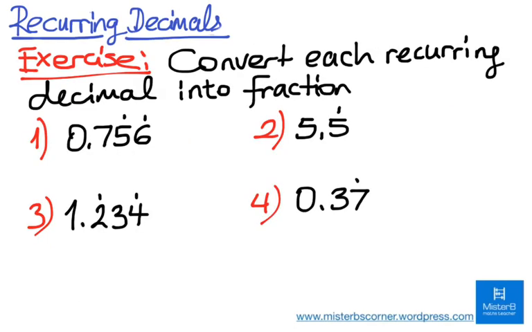Now it's your turn. You're going to convert these into fractions, and remember it is only this bit: 5 and 6 recurring here, 5 recurring here, 7 recurring here, and 2, 3, 4 altogether recurring in this decimal.